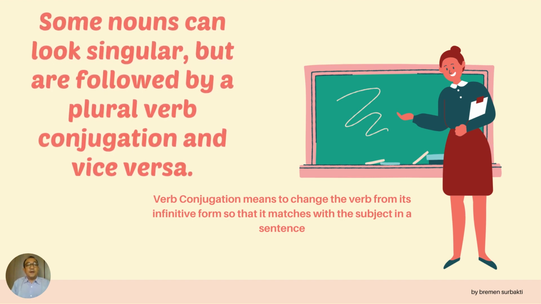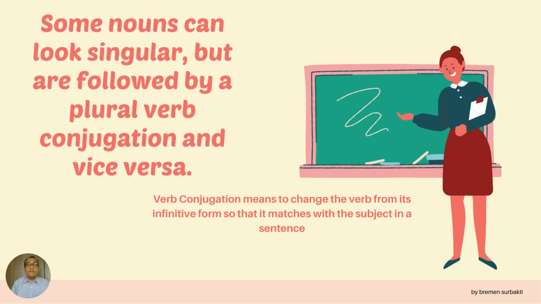Okay, it is written on the screen right now. Some nouns can look singular but are followed by a plural verb, and vice versa. What we discuss here is verb conjugation, which means changing the verb form from the infinitive into the form that matches the subject, whether it is plural or singular. That is the meaning of verb conjugation. Here, some nouns look singular but the predicate is plural. It also happens the opposite way.